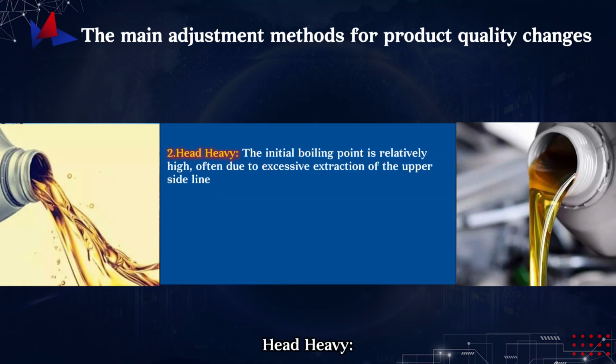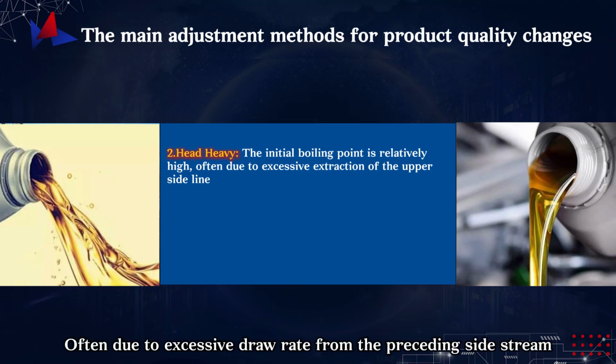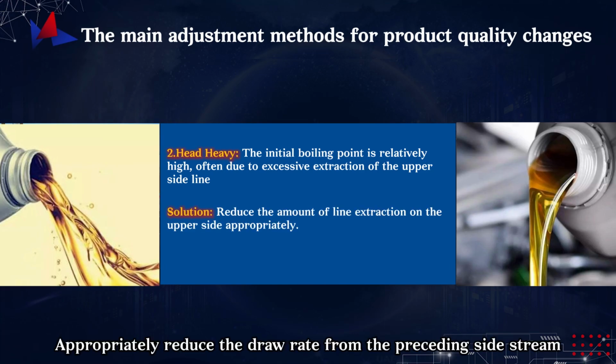Second, head heavy. Manifestation, high initial boiling point. Cause, often due to excessive draw rate from the preceding side stream. Treatment, appropriately reduce the draw rate from the preceding side stream.